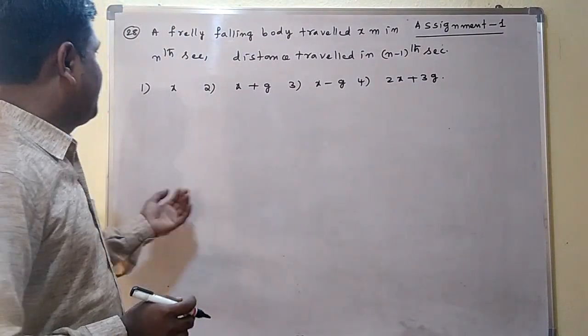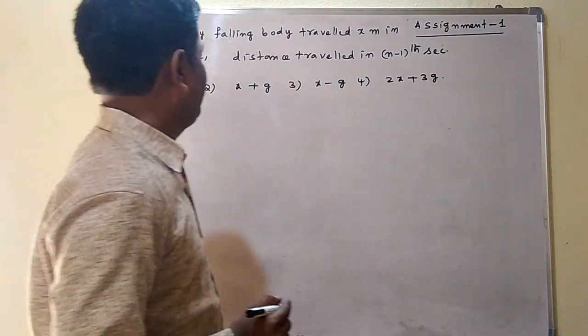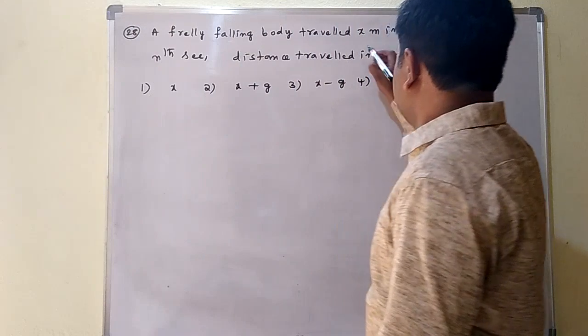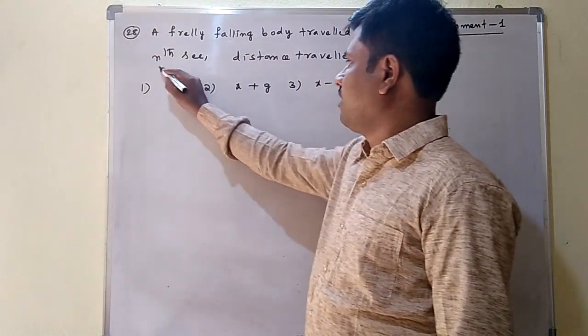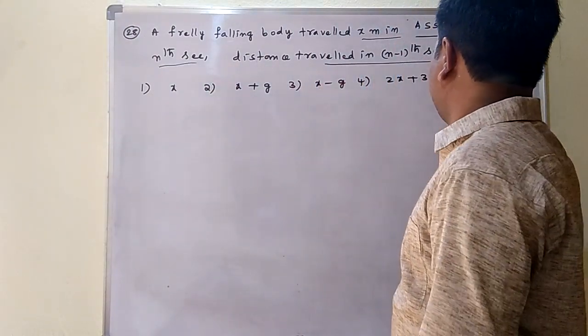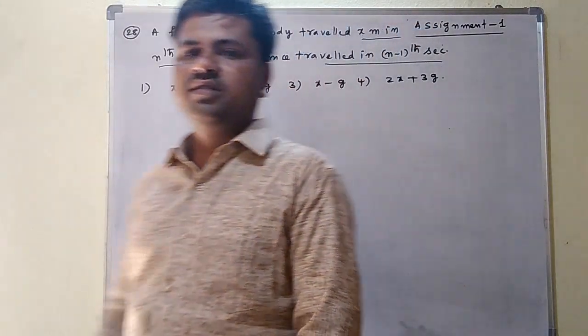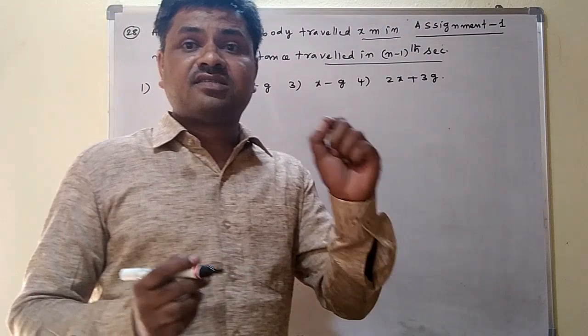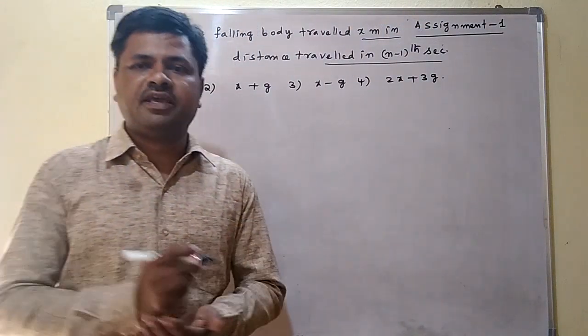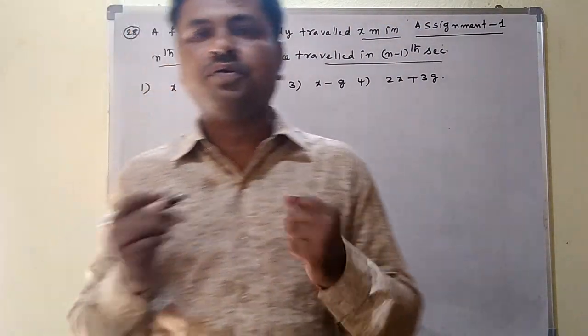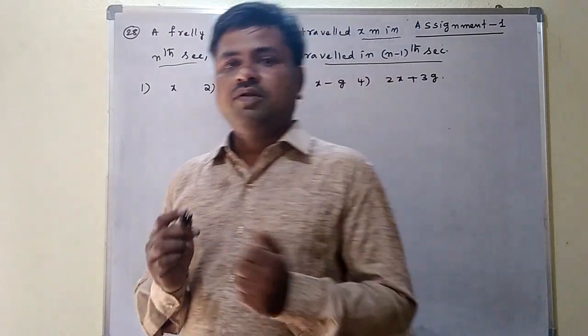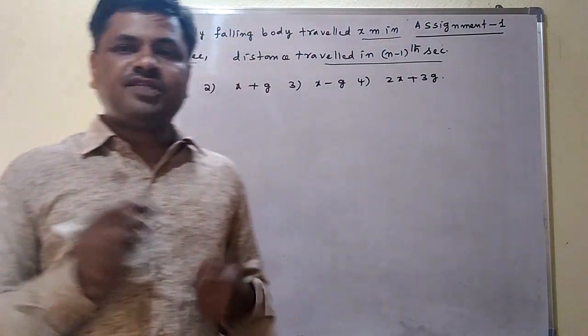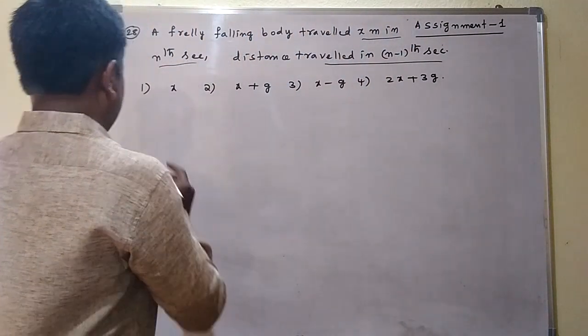See the next question. A freely falling body travels x meters in the nth second. They are asking the distance traveled in the (n minus 1)th second. How to solve this problem? Distance traveled in the nth second. Of the 4 kinematic equations, which equation do we have to use here? We know already, the fourth equation.